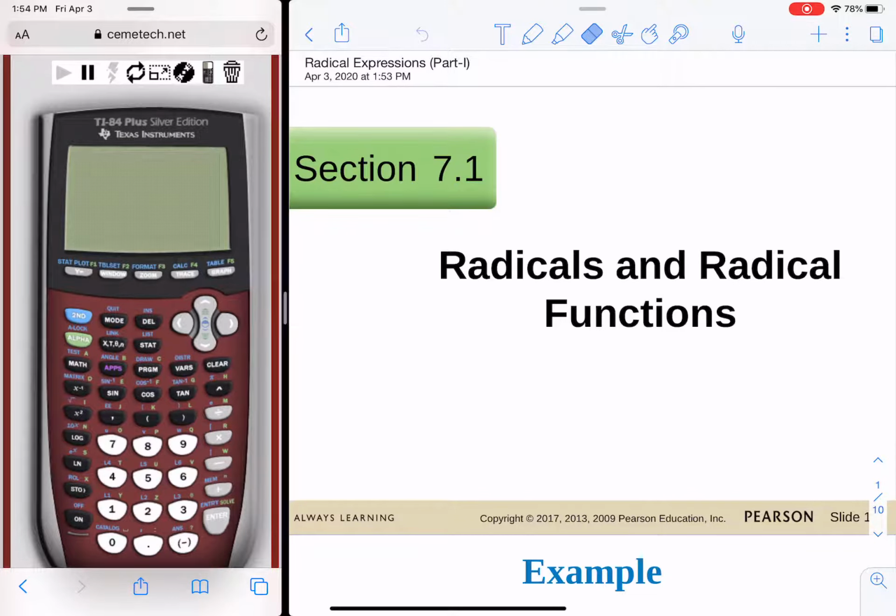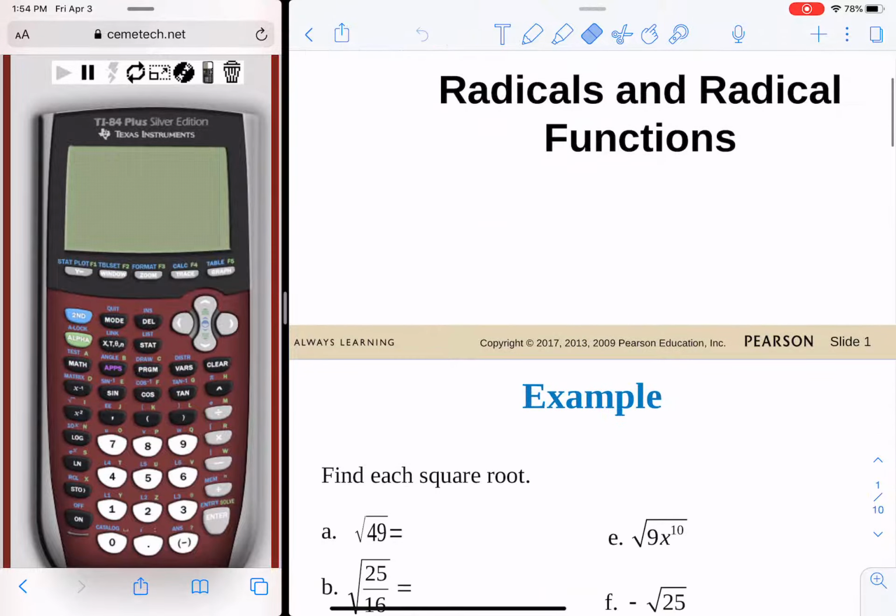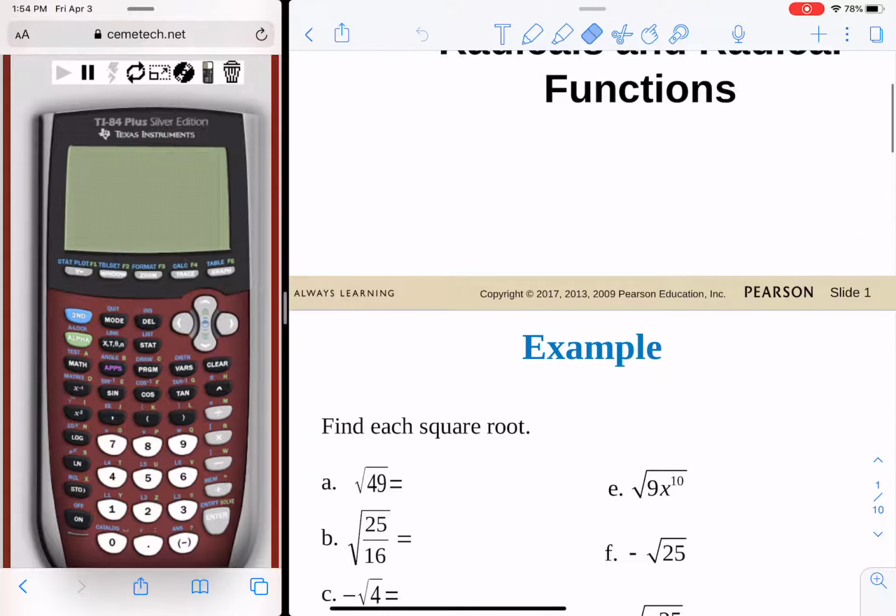This video is on radicals and radical functions. So, what is a radical? If we have a square root of some number, the cube root, the fourth root, they're all radicals.